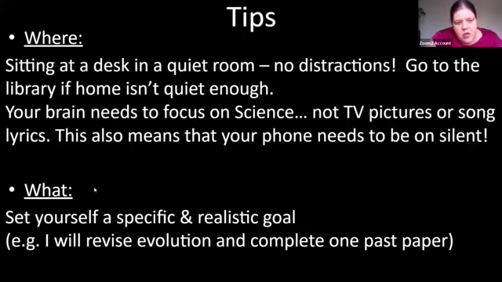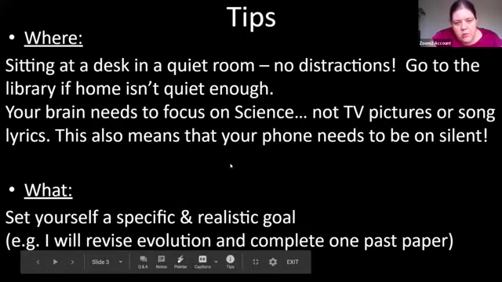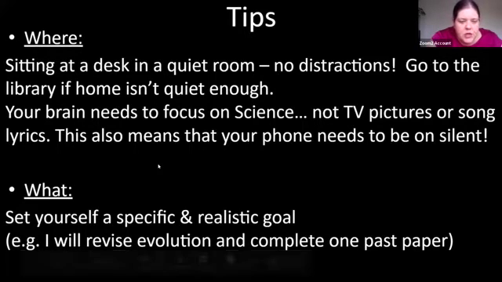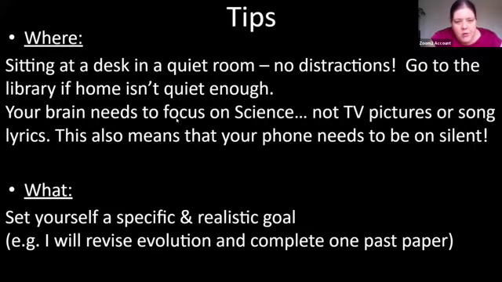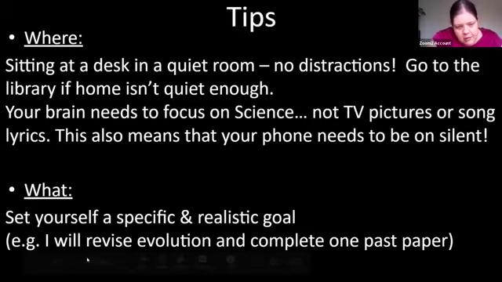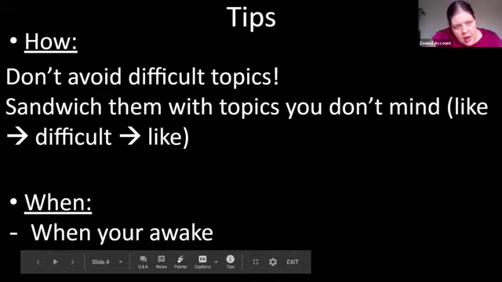And the what, setting realistic goals. I actually think this one at the bottom is a bit too big. Revise evolution and complete one past paper. That's quite a lot to do in one session. I would set little mini 15-20 minute goals, but make them realistic. So don't say, I'm going to revise all of Physics 1 that we've done since we started it, because that would be crazy. Okay, so how do we revise?